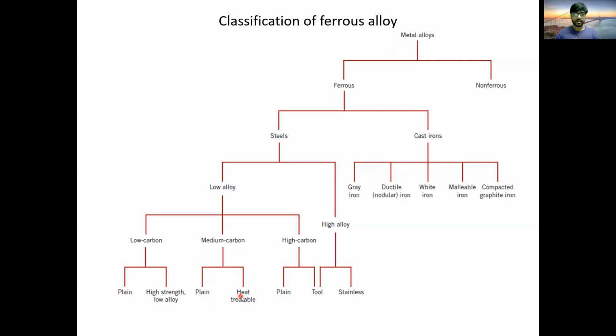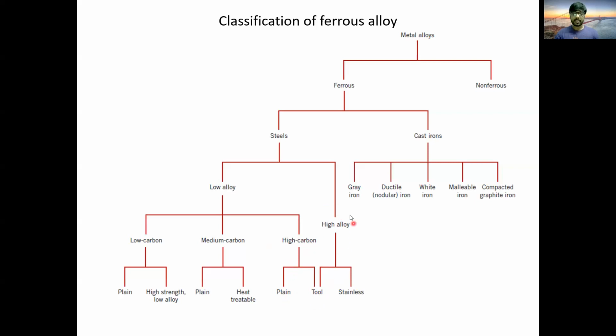One is plain medium carbon steel, another one is heat treatable medium carbon steel, which can be treated by heat treatment so that we can get the desired properties of medium carbon alloys. The last is the high carbon steel. Those have two types: one is plain, another one is tool materials. Tool materials are very high strength materials.